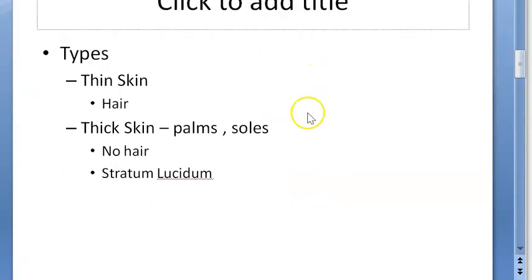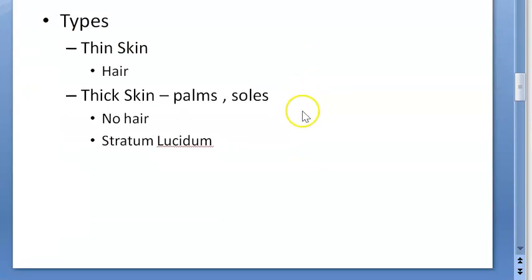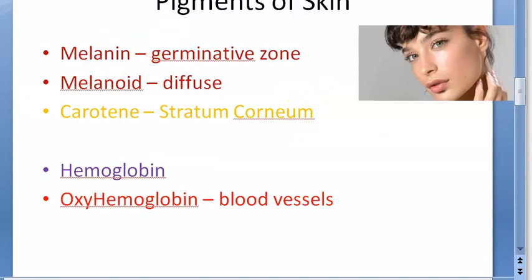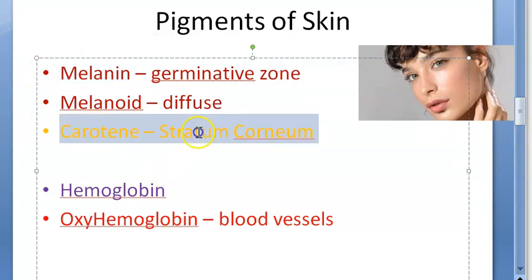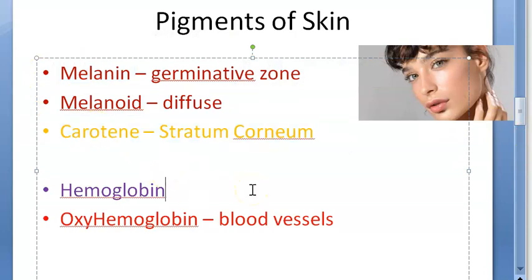Then coming to the pigments of skin, you have seen that you have the melanocytes giving you melanin. Where are these melanocytes? They are in your germinative zone, that is, in the stratum basale of your epidermis. Then melanoid is something like melanin. This is more diffuse in your entire epidermis, but melanin is more towards the stratum basale. Keratin is a yellow-orange pigment which is present in your stratum corneum.